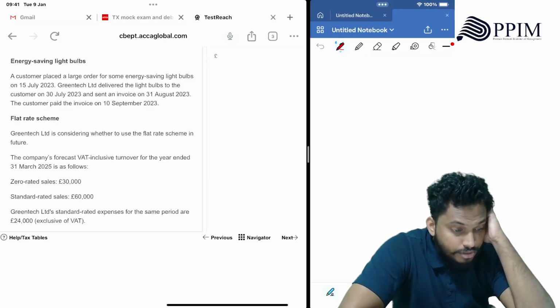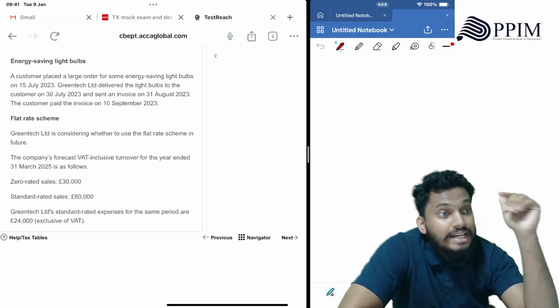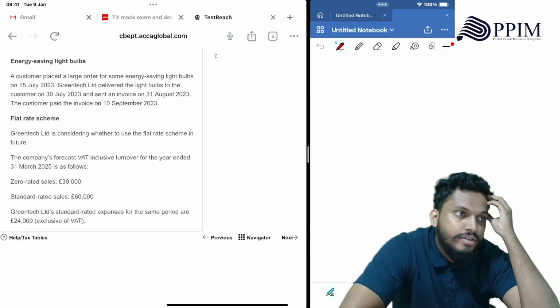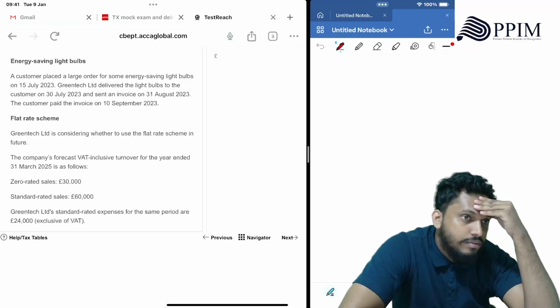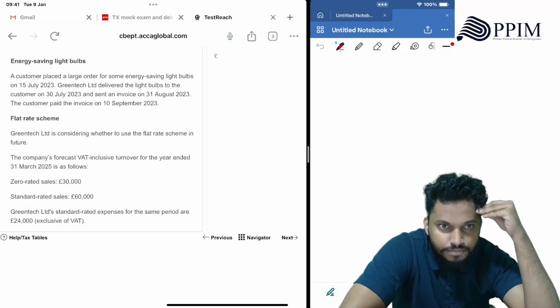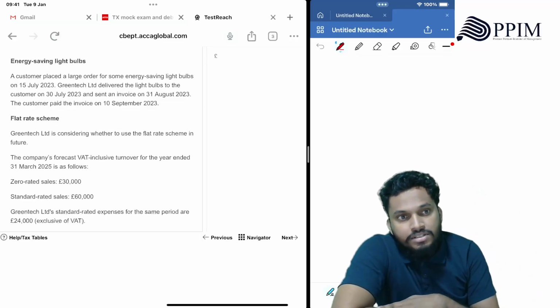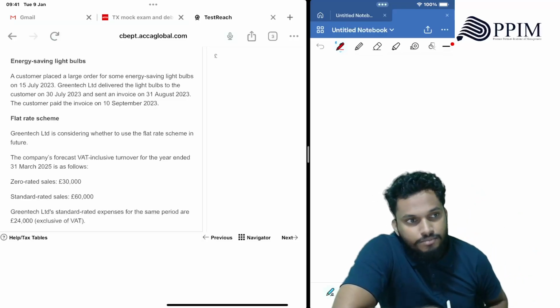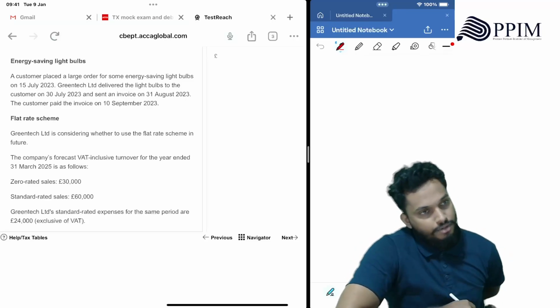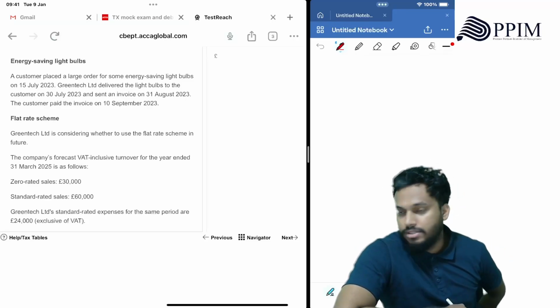Now hold on. Then the standard rate expense. That is exclusive. That is 24,000 into 20% directly. That's how much? 4,800. Expenses means input VAT. Expenses means input. Sales means output. So in this case, the expenses is 24,000 pounds. That into 20%, isn't it?